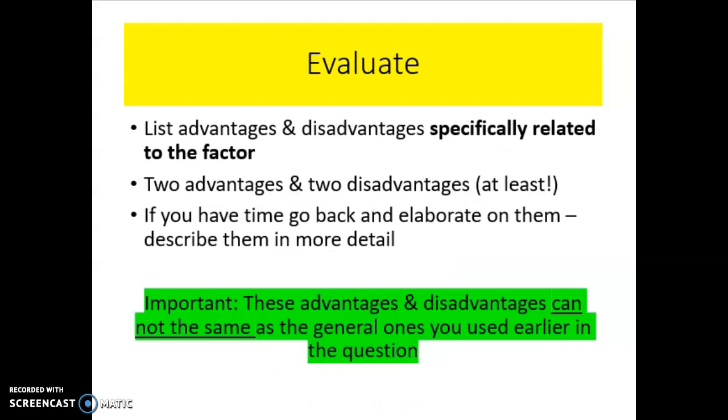After that, you will need to include advantages and disadvantages that are specifically related to the factor that you've chosen. Again, you're probably looking at 2 advantages and 2 disadvantages at least. You can just list them at the beginning, and then if you have more time at the end, go back and describe them in more detail. Again, just to point out, it's really important that you don't try to use the same advantages and disadvantages here as you will have used in the evaluation earlier on.